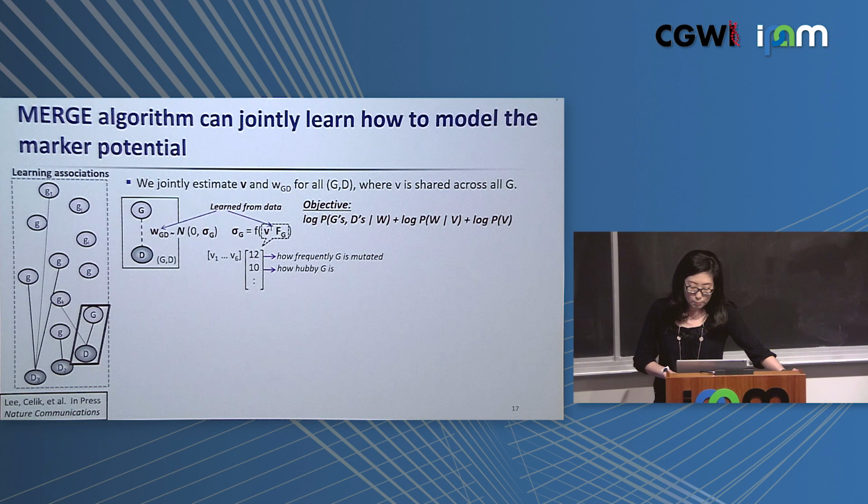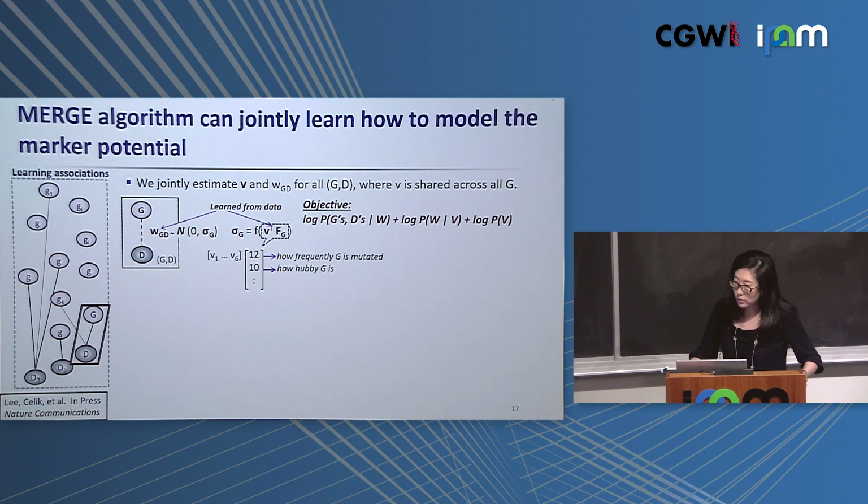So our MERGE algorithm can simultaneously learn the weight of these features V, because you do not know which ones are important. You don't know how much weight you have to give to each of these MERGE features. So we want to learn this V as well as this W.